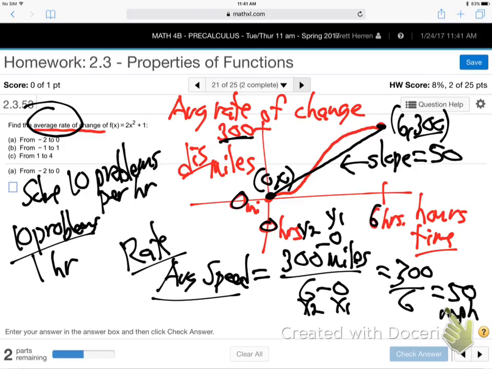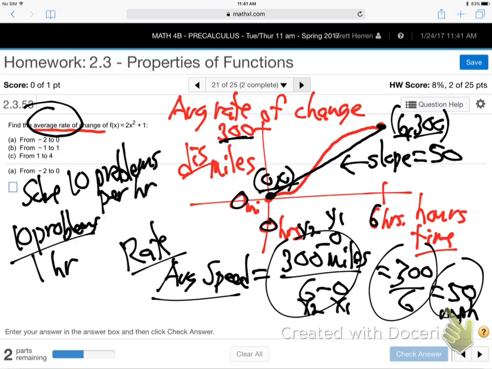It's y2 minus y1 over x2 minus x1, which is 300 over 6. It's 50. That's the slope of the straight line connecting my starting point, the house, with my ending point at our friend's house, a relative's house 300 miles away. So that would be my average speed. Now, I didn't really drive 50 the whole way, did I?